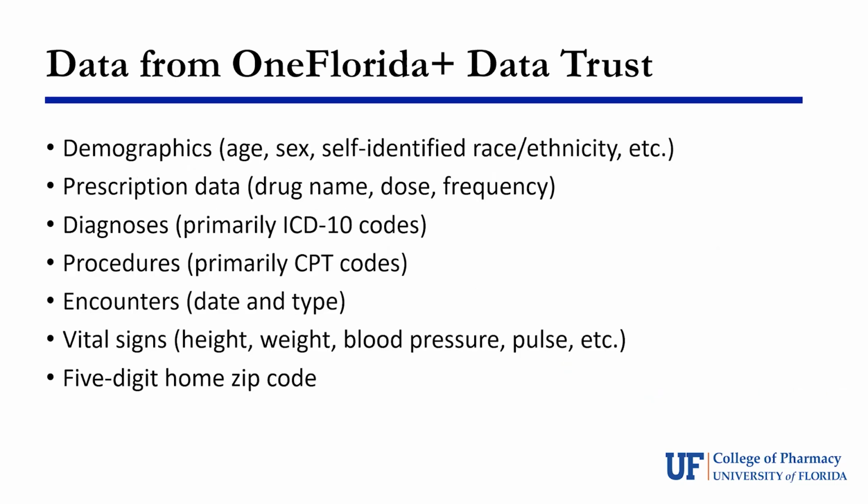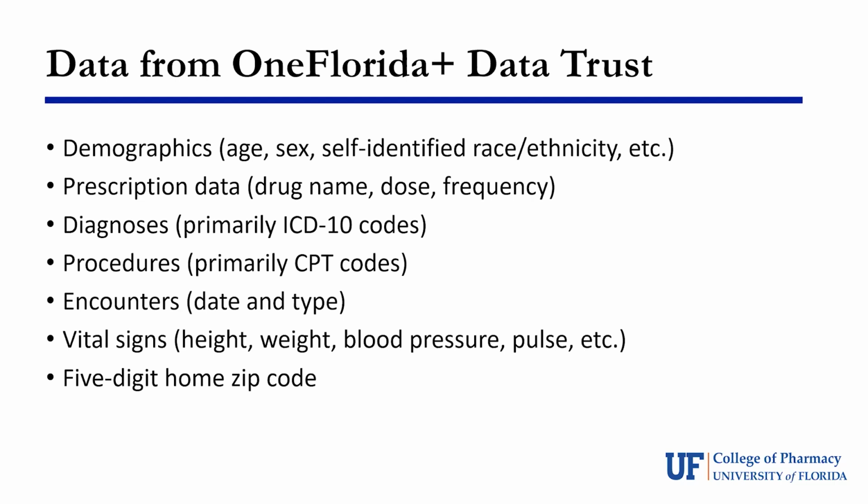So the type of data that we were able to acquire from the OneFlorida Data Trust were demographic data, prescription data, and the prescription data were quite extensive. Diagnoses, which are mostly just ICD-10 codes, which, as I'm sure many of you are aware, have their pros and cons. Procedures, so we had information on procedure codes, primarily CPT, but there were some other types of codes as well. And then encounter data, so mostly just date and type.